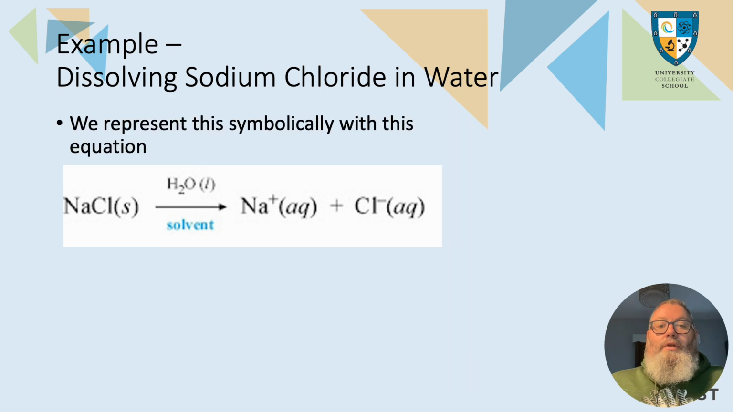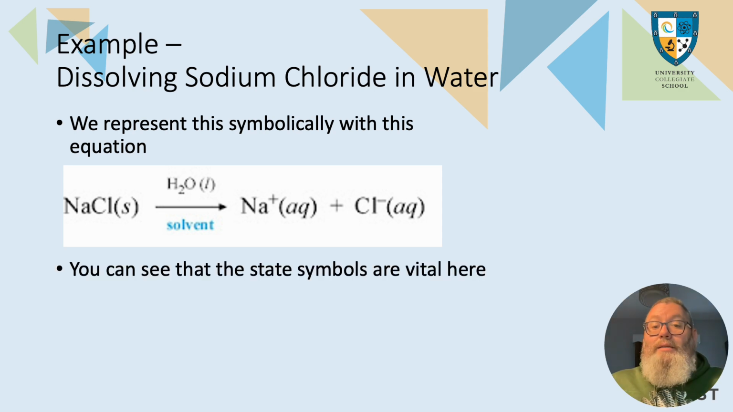The equation that we use for this, the third point of the triangle, is the symbolic, and this is the equation that we use to represent this. We've got NaCl (s), meaning it's a solid, and then when we dissolve in a solvent, we show the solvent on the arrow. Reasons for this are not really needed for GCSE, but that's H2O (l), so it's a liquid, and then that produces Na+ ions, which are aqueous, (aq), and Cl- ions, which are also aqueous, (aq).